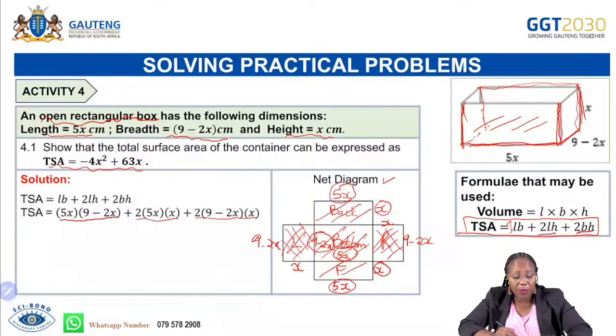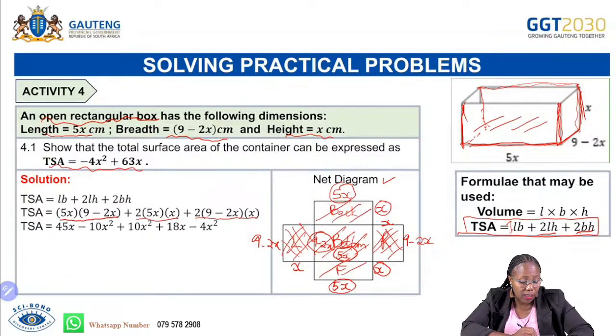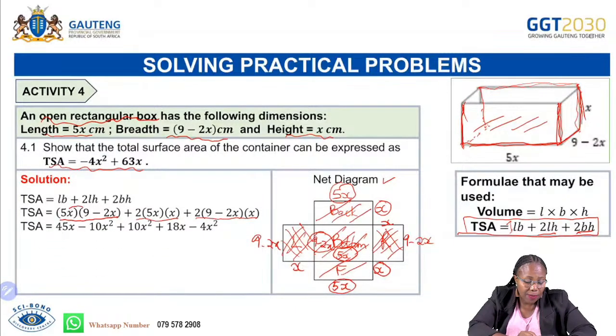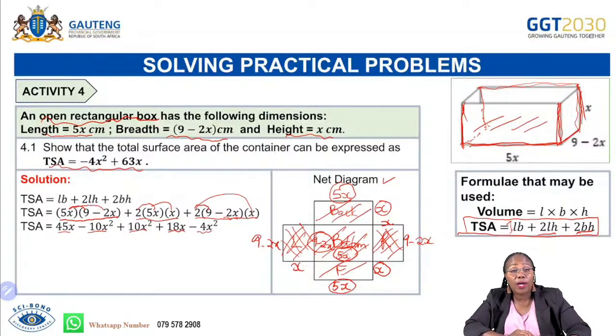We are removing the brackets now, simplifying this. We have 5x times 9, which is 45x, minus 5x times 2x, which is minus 10x squared. And then 2 times 5x, that is 10x times x, that is 10x squared. And then 2 times x here is 2x. 2x times 9, that is 18x, and then 2x times minus 2x, that is minus 4x squared.